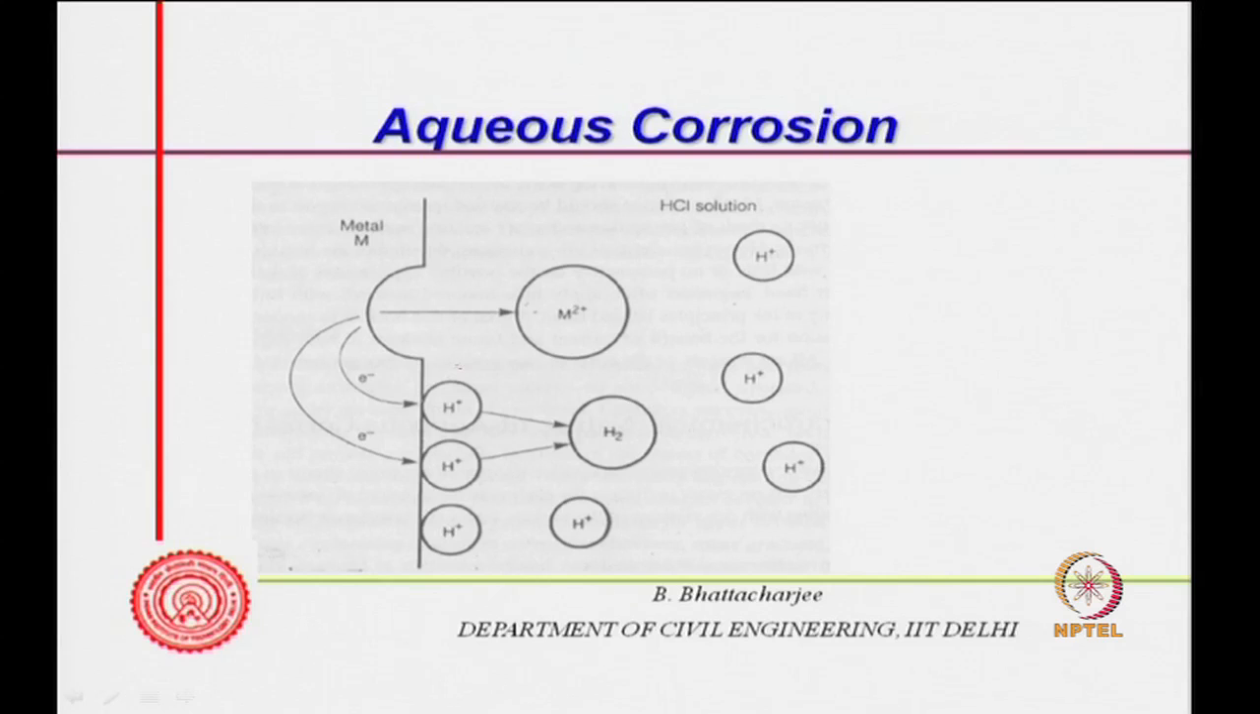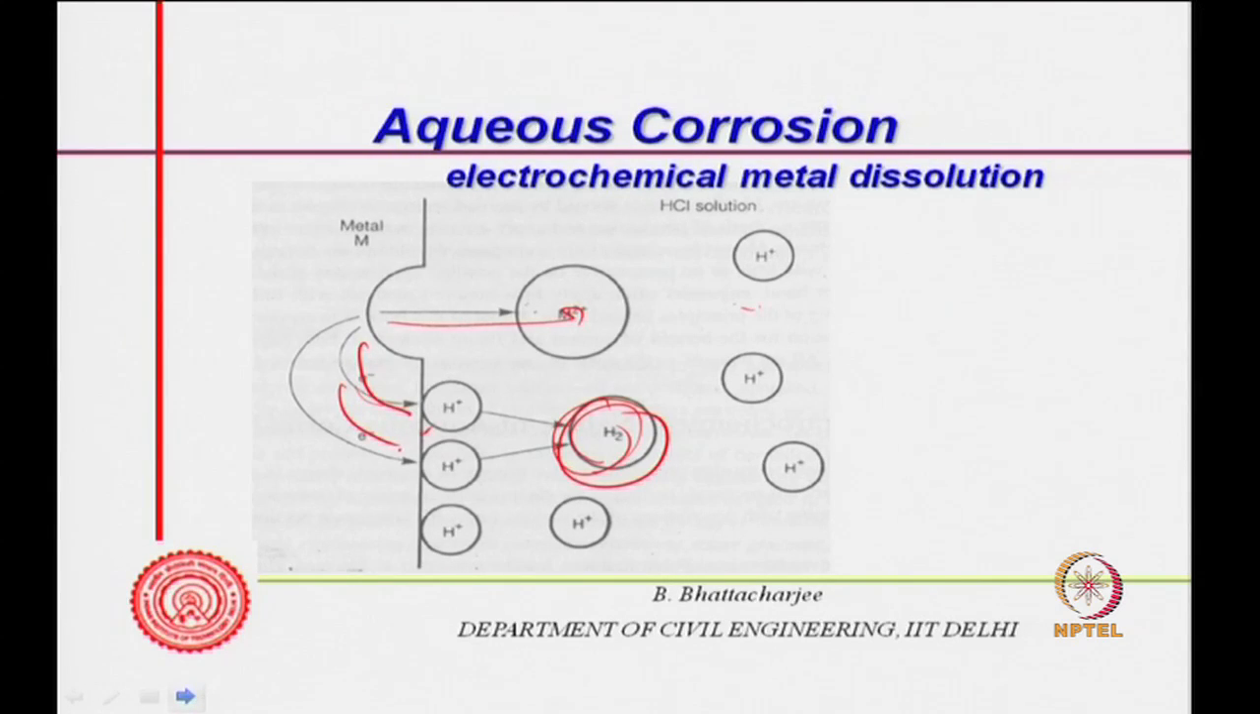At the anode, metal will come out, and at the cathode a hydrogen reaction can occur. It is an example; not necessarily will the hydrogen reaction always occur, it depends upon the composition of the electrolyte itself. For example, water is there, and if reaction of water with oxygen liberates hydrogen at the cathode, then two hydrogens can form a hydrogen molecule, say for metal in an HCl solution. This is one of the cases where hydrogen evolution is occurring. So at the cathode H2 will generate, and at the anode metal will get dissolved, and the electrons will move like this. That again shows an aqueous corrosion cell, electrochemical metal dissolution.